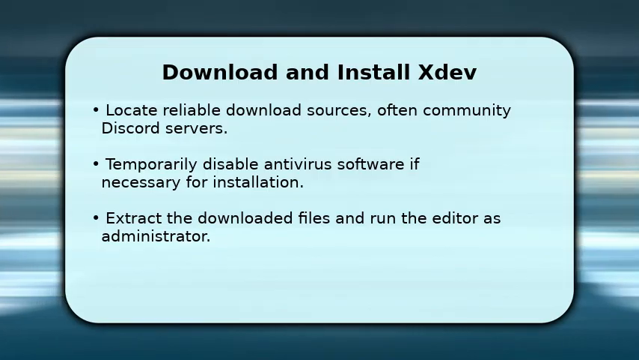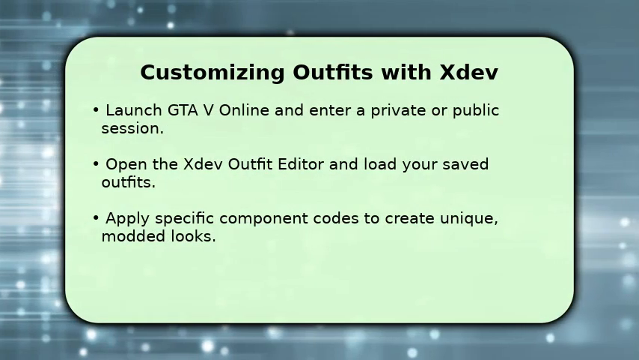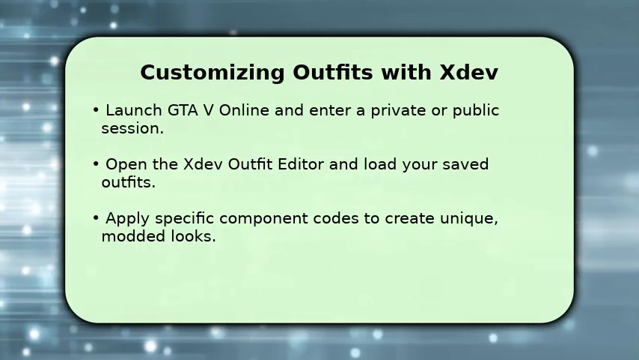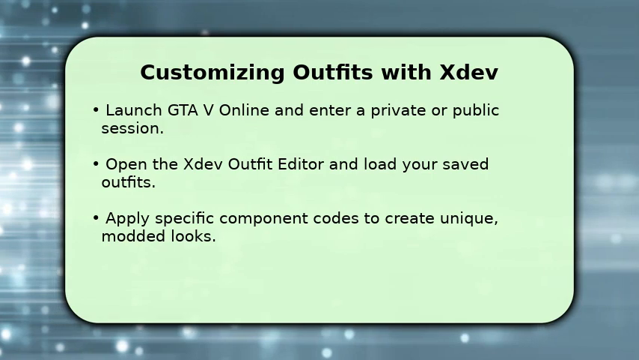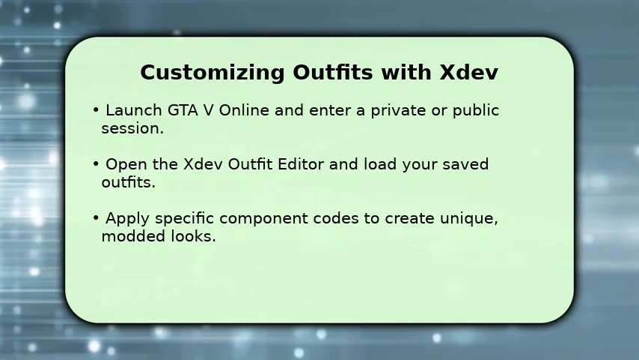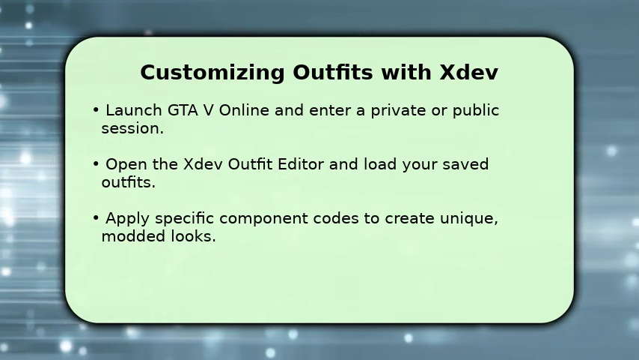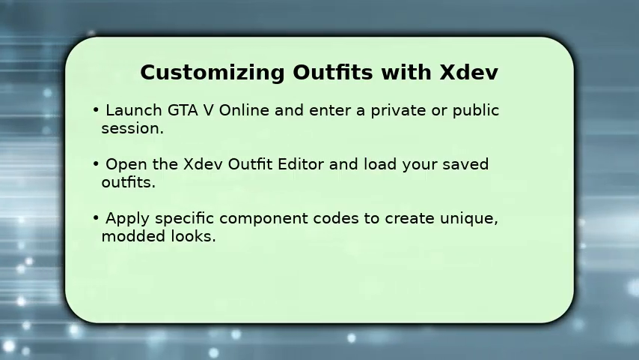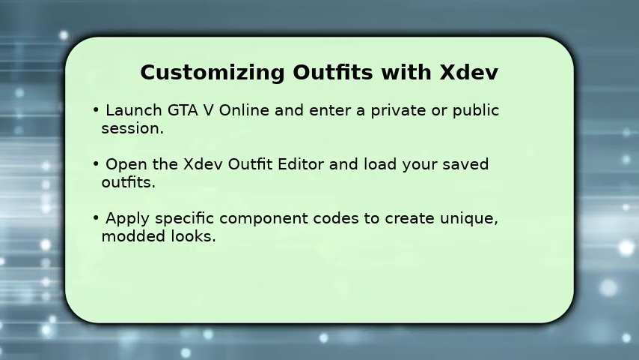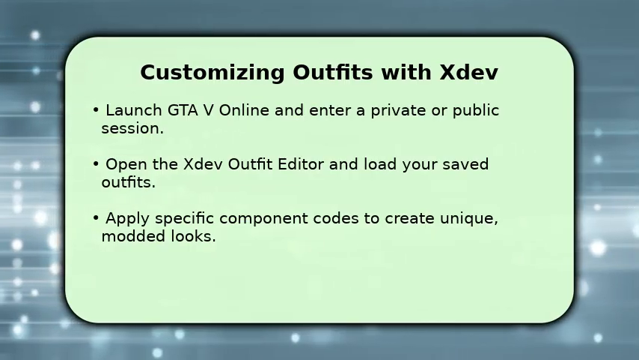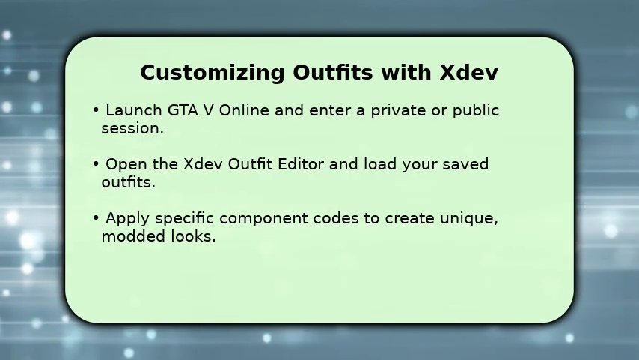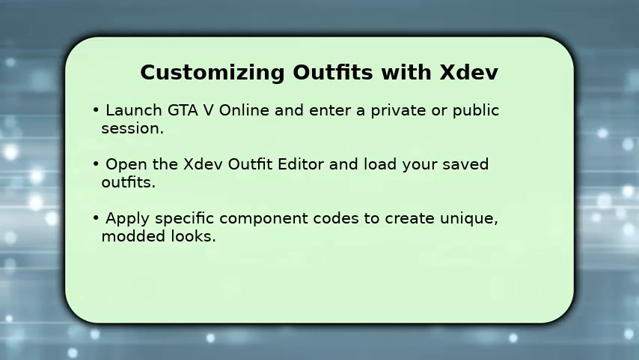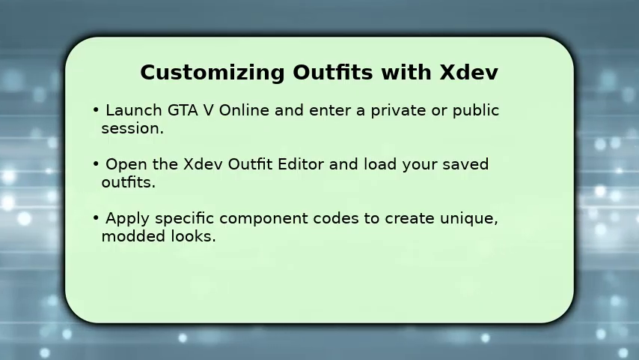and functionality. Once installed, launch Grand Theft Auto 5 online and enter any session, such as an invite-only or public one. With the game running, open the Xdev outfit editor. You should see your currently saved outfits listed. To customize, you will use specific component codes, often shared within the same community channels where you found the download. Input these codes into the editor to change various parts of your character's attire, creating truly unique combinations.